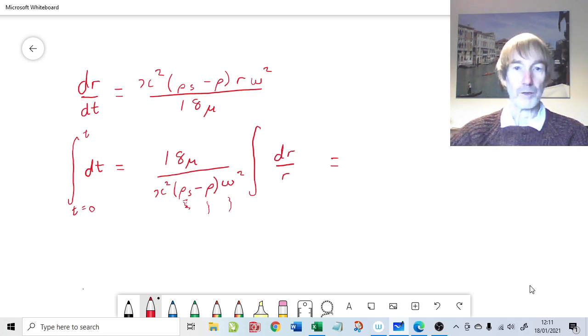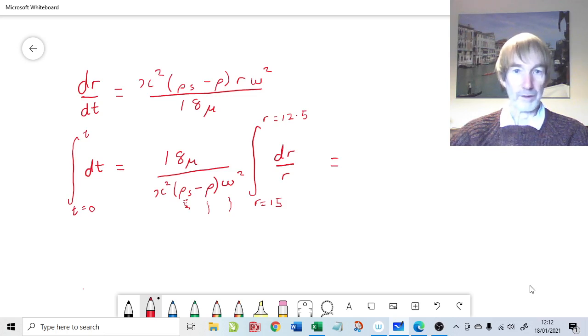Now at t equals 0 we're interested in R equals 15, because we're interested in all the drops moving inwards from 15 centimeters to R equals 12.5. That's the upper limit that was talked about a few seconds ago.